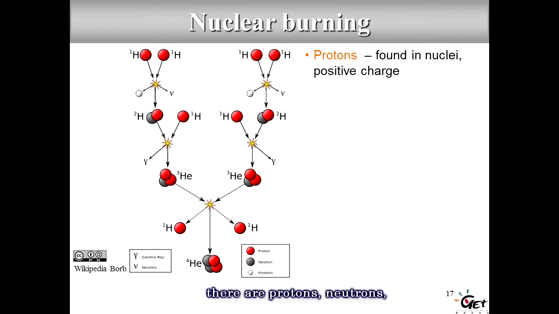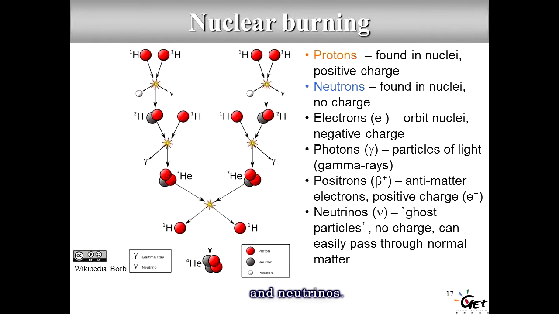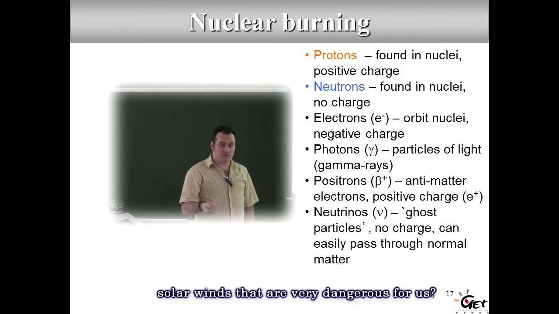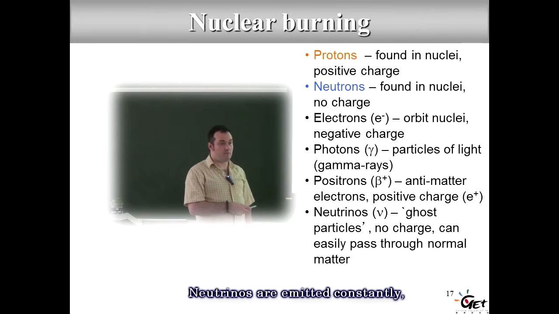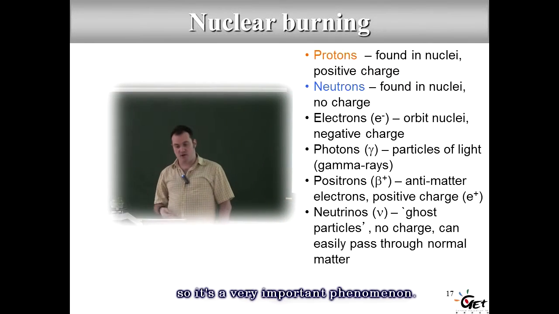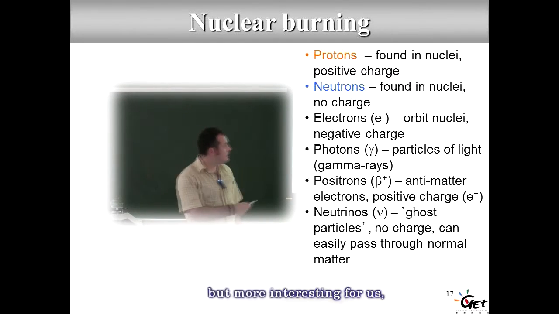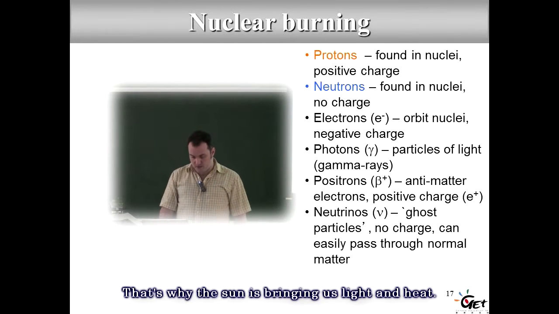So these, in that case, are protons, neutrons, and you have electrons. So you're producing photons, particles of light, positrons, antimatter electrons, and neutrinos, ghost particles. So in the sun, we're emitting lots of those different products: photons, positrons, and neutrinos. You remember when I was talking about solar winds that are very dangerous for us? These are mainly made of positrons. Neutrinos are emitted constantly, so it's a very important phenomenon. All the stars produce a lot of neutrinos, but more interesting for us, it produces lots of photons. That's why the sun is bringing us light and heat.